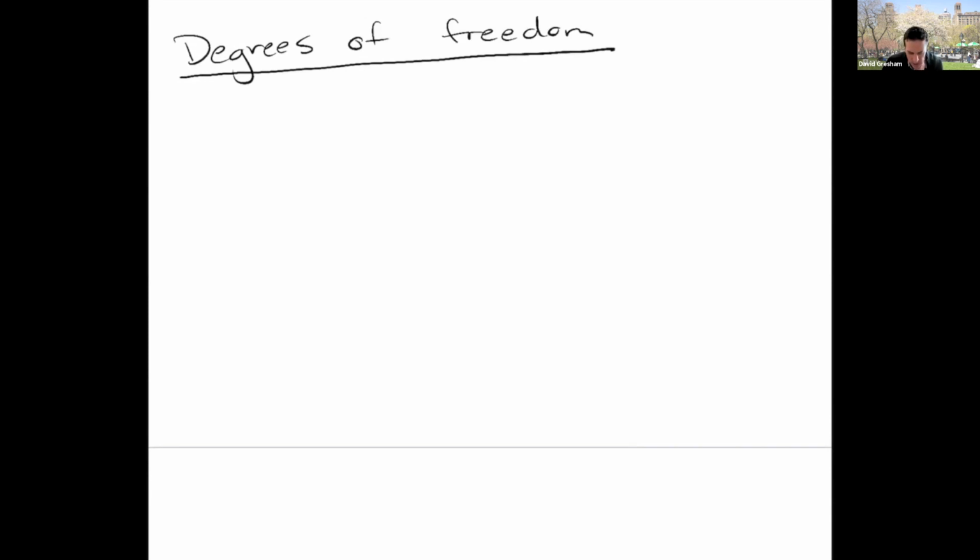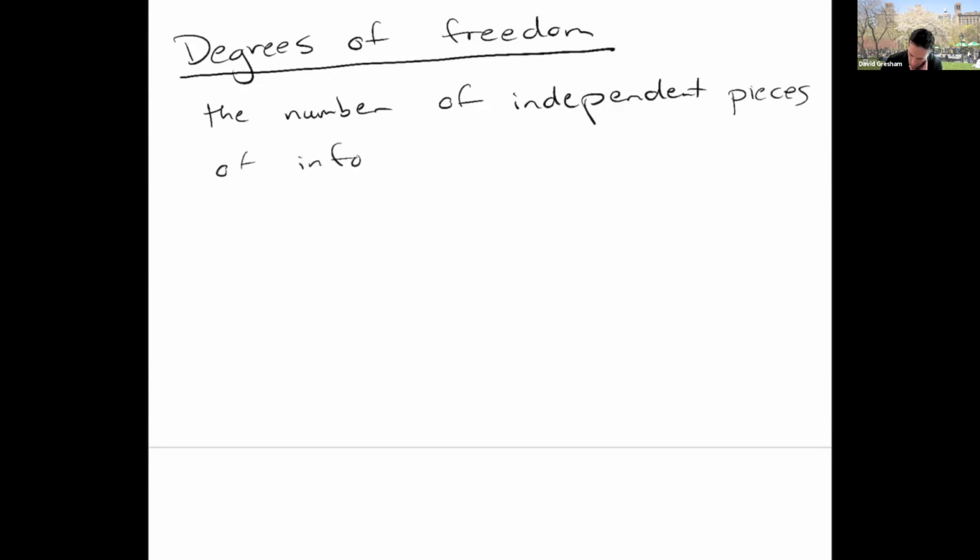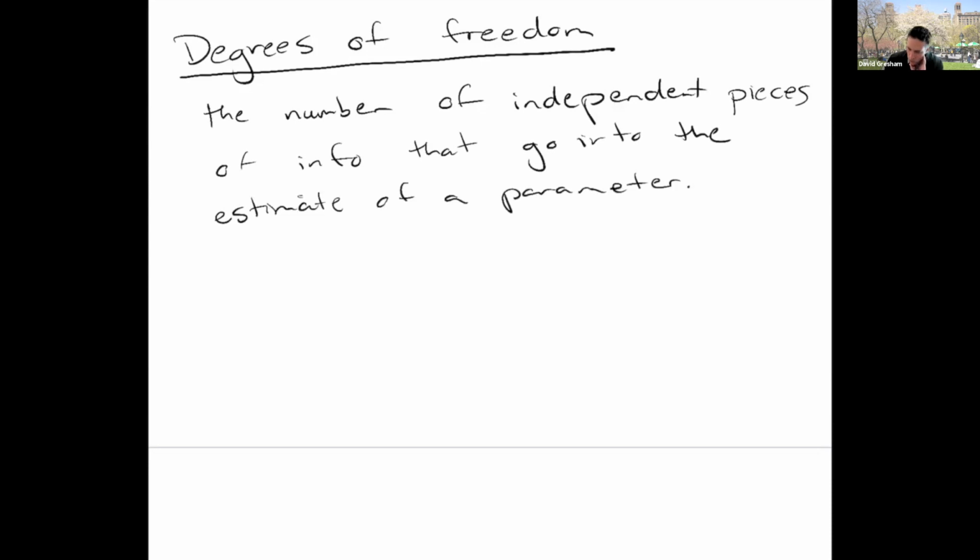Okay, the degrees of freedom are literally the number of independent pieces of information that go into the estimate of a parameter. Okay, so when we estimate the mean, that is a parameter. When we estimate the variance, that is a parameter. And so the degrees of freedom are the number of independent pieces of info that go into the estimate of a parameter. So let's consider the following scenario.